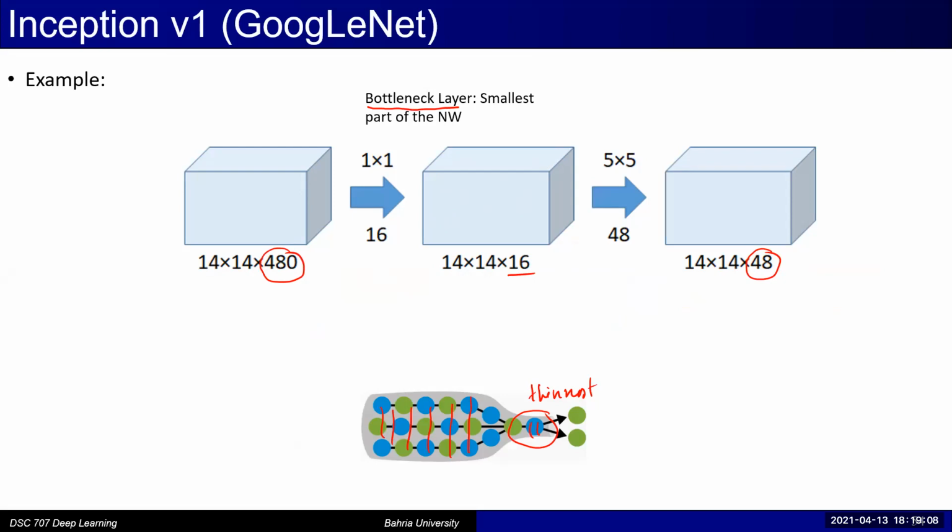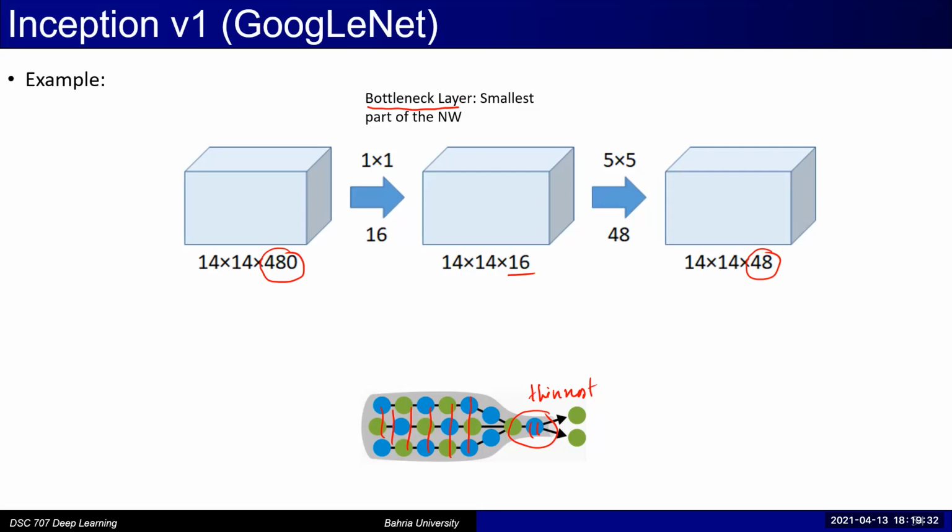So you have a very shrunk volume. The depth has shrunk a lot. That's why it is like the thinnest part in the network, which is similar to the thinnest part in a bottle, called the neck of the bottle. So that's why there's this terminology bottleneck layer, which is used to represent one by one convolution.